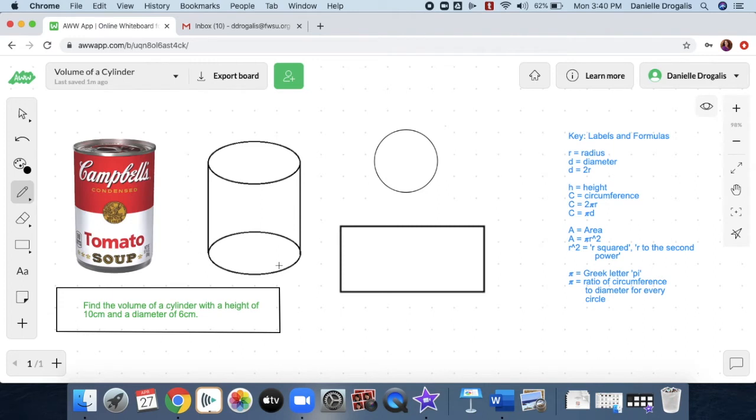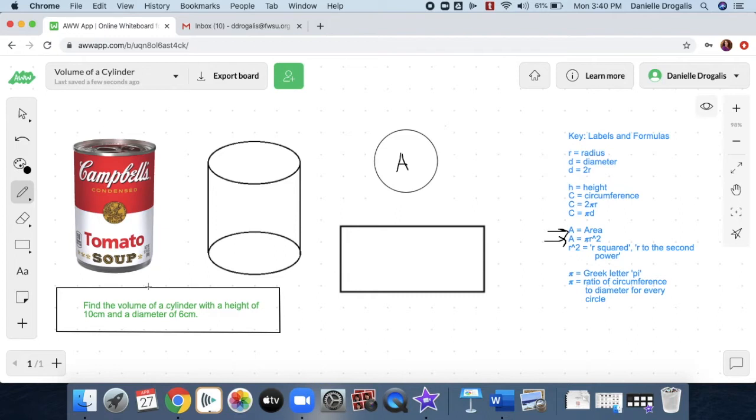Okay, so in this case, we're looking for volume. And volume is, like I said before, three dimensions. And there are two dimensions hiding within the circle. So the first thing we need to do is calculate the area of the circle. That's a given for sure. And so we're going to use this formula here, which is the area of a circle, where the area of a circle is pi r squared.